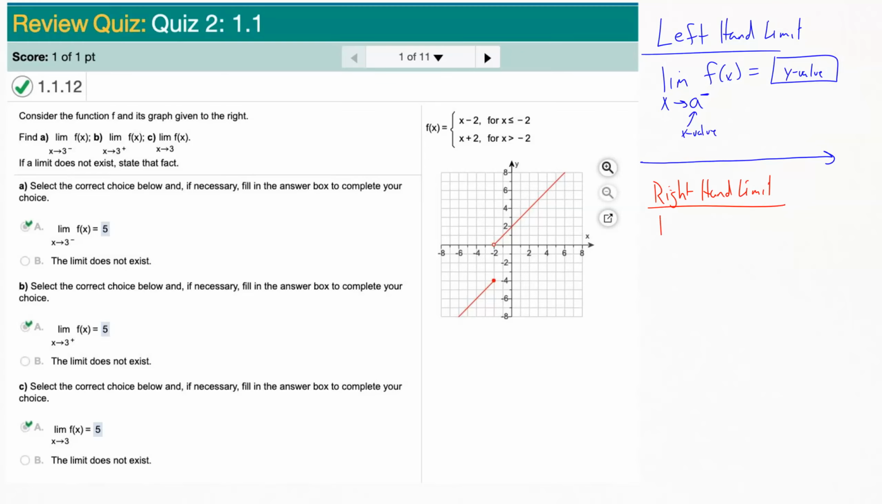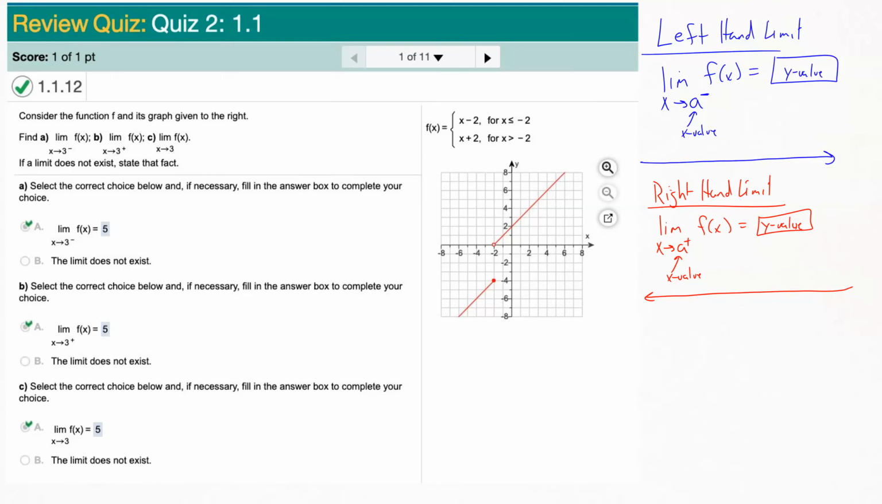And a right-hand limit looks similar. It would say limit as x approaches some number a, but then it would put a plus sign up in that exponent of f of x equals, and then again it would be the y value you're headed towards. That's your answer as you head towards this x value from the right direction. So moving along the graph from that direction.